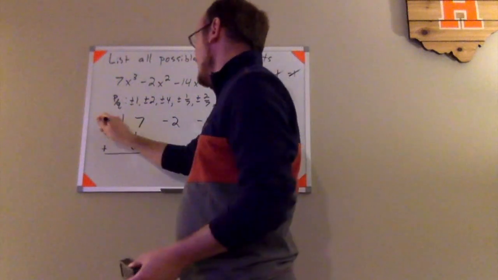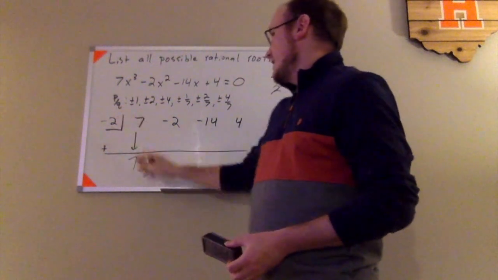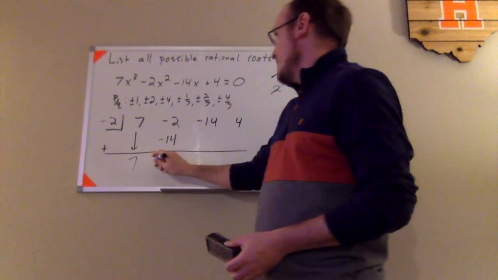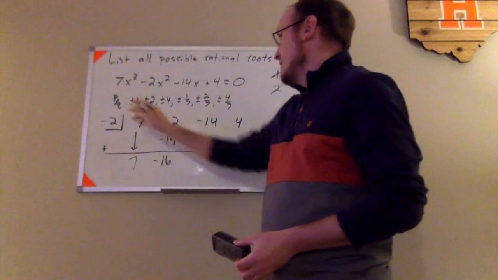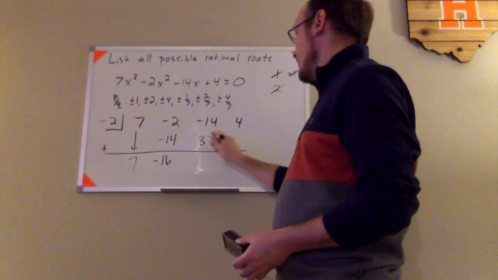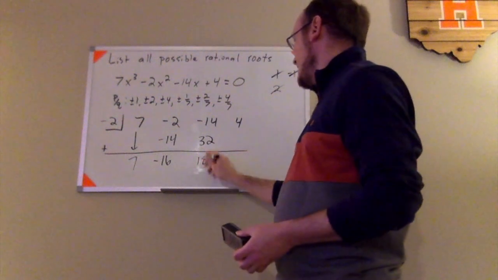Let's try negative 2. Drop the 7. Negative 2 times 7 is negative 14. Add the column there, that's negative 16. Negative 2 times negative 16 is 32. That gives you 18.